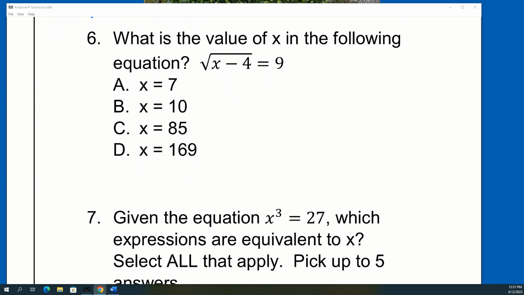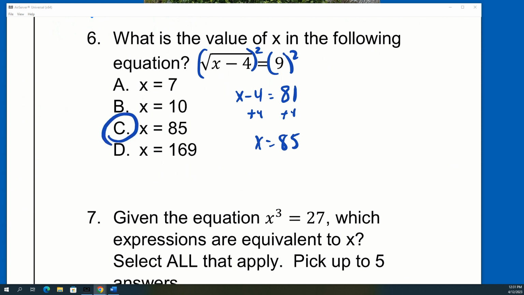So if you were going to actually just solve it, what would you do to get rid of a square root? Square both sides. Good. So squaring a square root cancels it out. Now you will need to know what 9 squared is without a calculator. 9 times 9 is 81. And then you would add that 4.